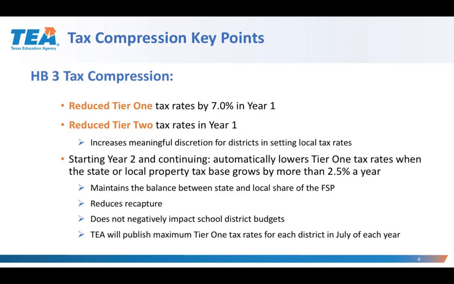So these are the key points. Don't worry if you don't get them all right now. These are just an introduction to the key points we're going to go over. So HB3 reduced Tier 1 tax rates by 7% from $1 to 93 cents in year 1. And it reduced the Tier 2, the enrichment tax rate, in year 1 also.